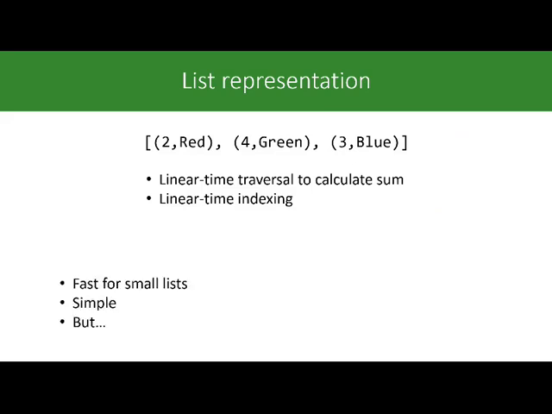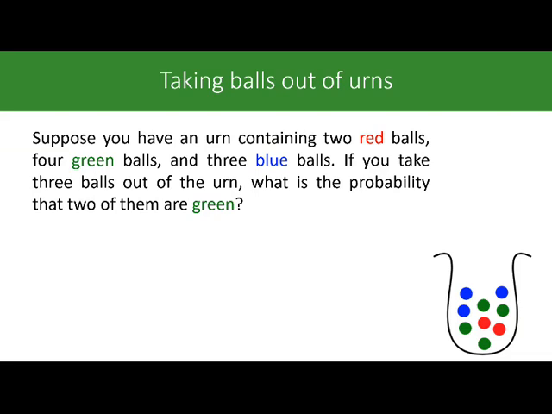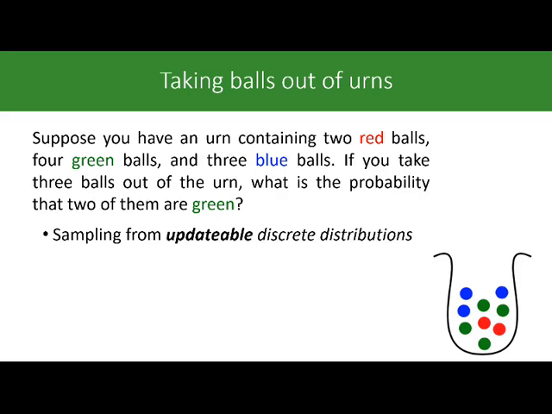Now, this representation is fast for small lists and simple, and arguably good enough for most practical purposes. But it doesn't really capture what we want to do in our word problem, right? Because using a list is pretty good at drawing one ball out of the urn, but not really if you want to keep updating the urn. Like if you want to draw a ball and then draw another one, updating the distribution, the linear time traversal overhead would be compounded to a quadratic one. So it's not really a question of sampling from discrete distributions, it's a question of sampling from updatable discrete distributions.